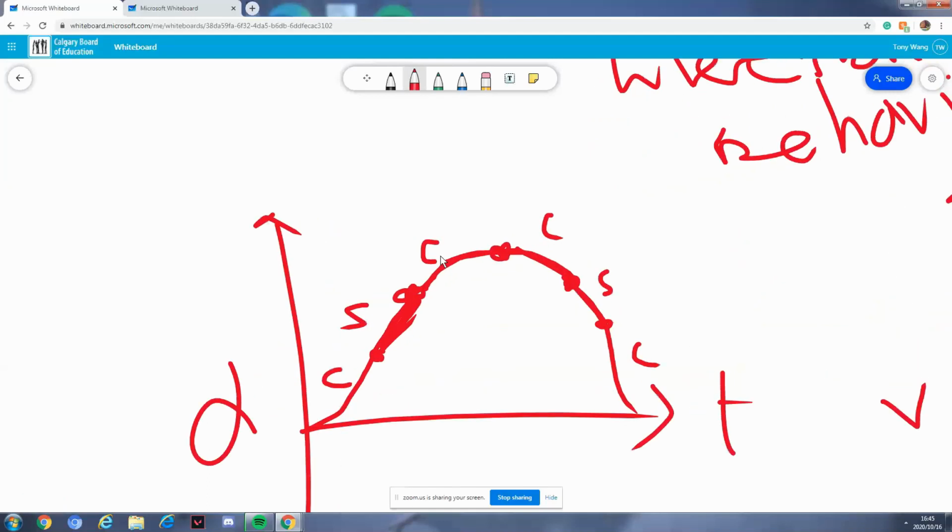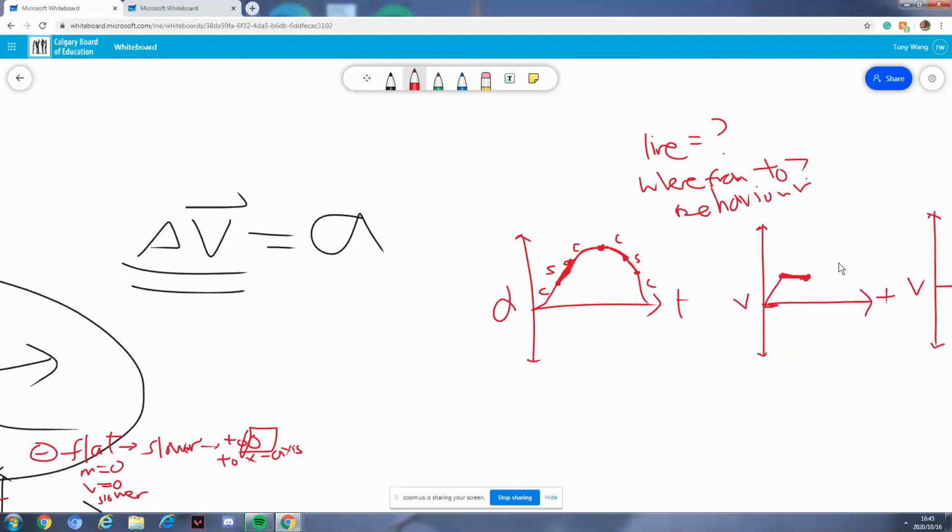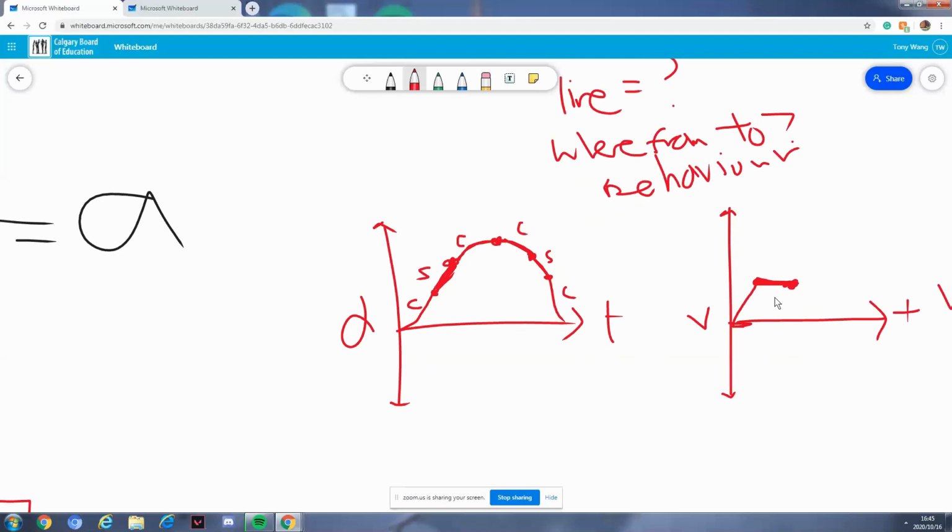Then what about this curve? What happens to this curve? That curve is getting flat. So it would go.